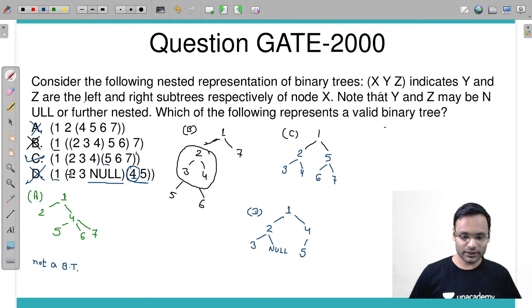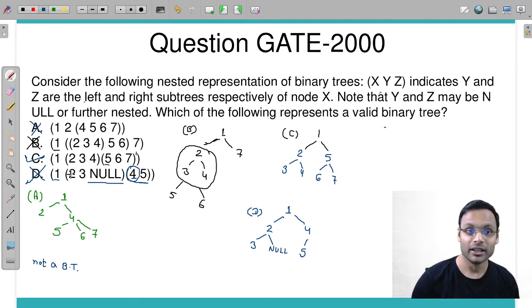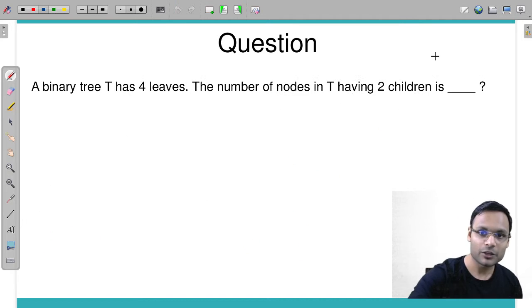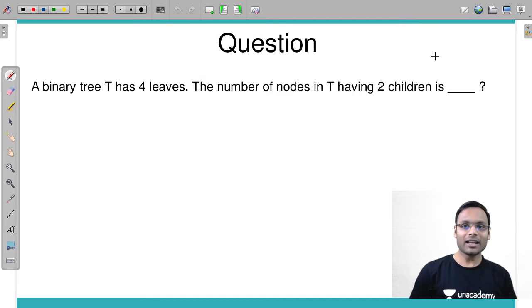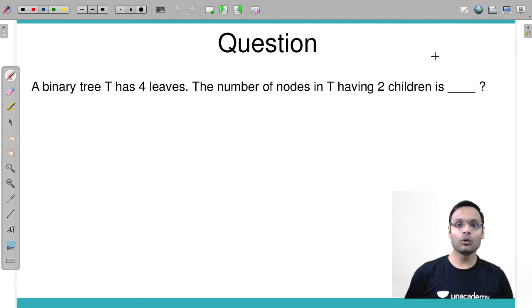Everybody clear about this? Can we go for the next thing? Yes or no? Can you clarify so that I will go and explain the next thing? Another question is this. A very simple question it is. Can you draw a tree with 4 leaf nodes, binary tree, and let me know how many nodes we have with 2 children?